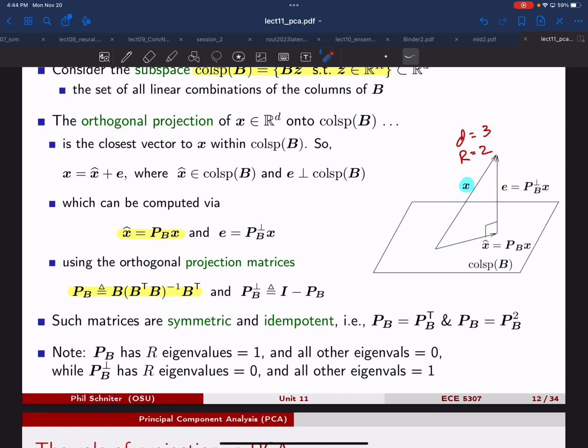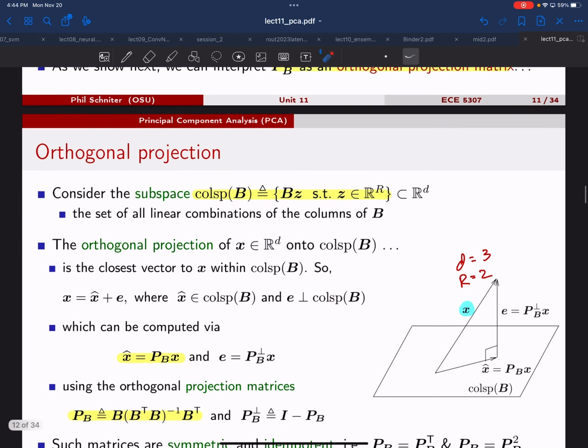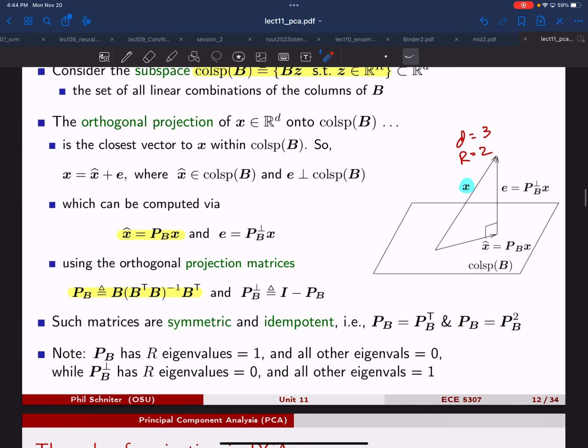Okay, so is this part making sense? Essentially, we solved this problem, and now we're sort of visualizing it over here. So then we have x hat, that's the closest point to x in the plane, but we also have this error vector, e. That's everything that we're leaving behind when we do this projection. That's all the error.